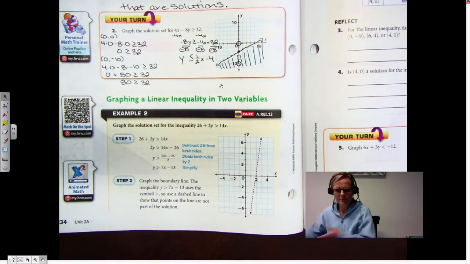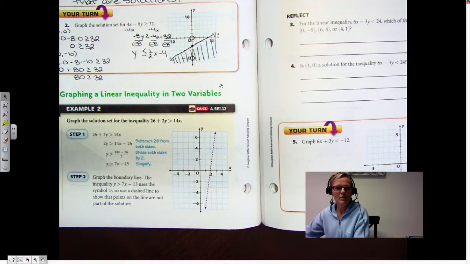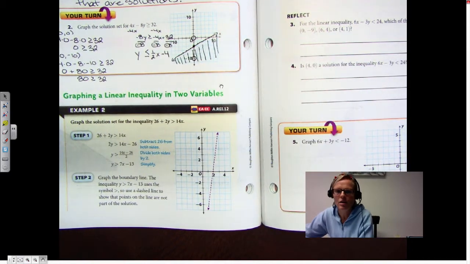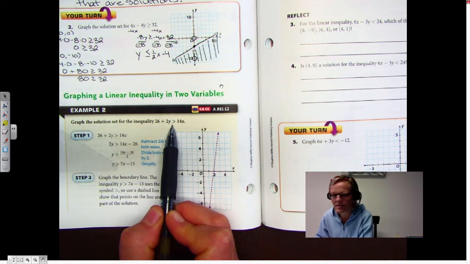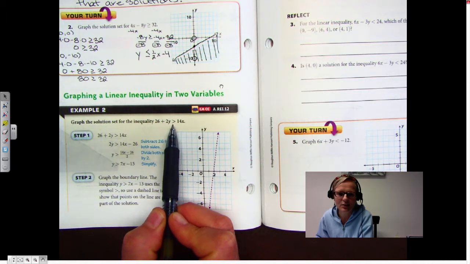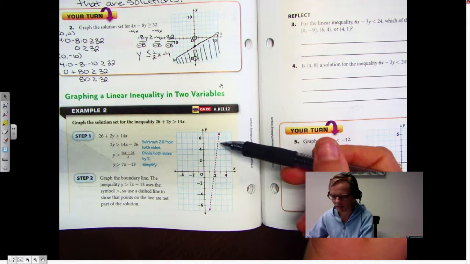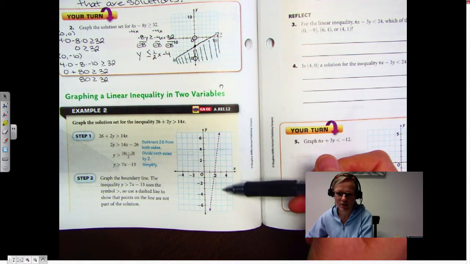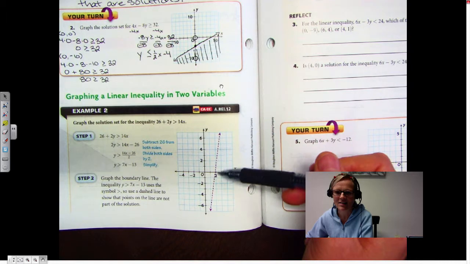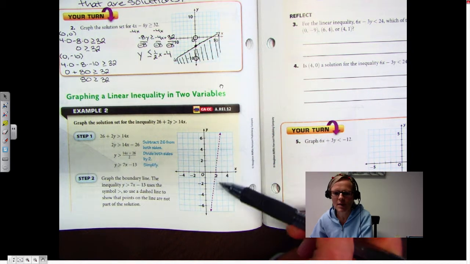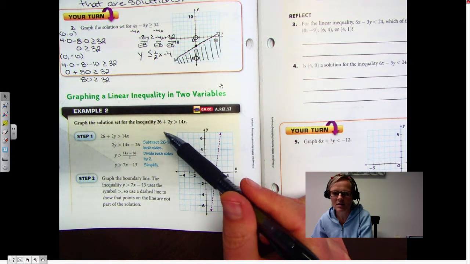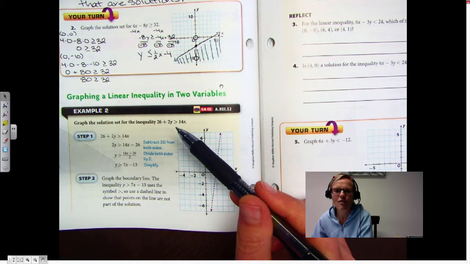All right, let's move on. Example number 2: graph the solution set for the inequality 26 plus 2y is greater than 14x. The difference here is that this is an inequality symbol, but it does not include the "or equal" part. Looking ahead at their graph, the boundary line is not solid, it is dashed, because any of those numbers that I plug into this statement are going to be false.